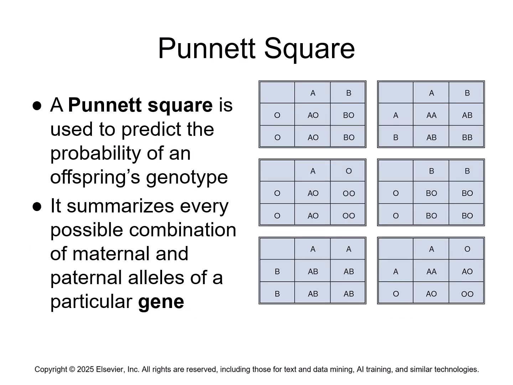This is another way of looking at the information that we just saw on the previous slide. A Punnett square is used to predict the probability of an offspring's genotype. It summarizes every possible combination of maternal and paternal alleles of a particular gene. In this case, we have the A, B, and O genes.